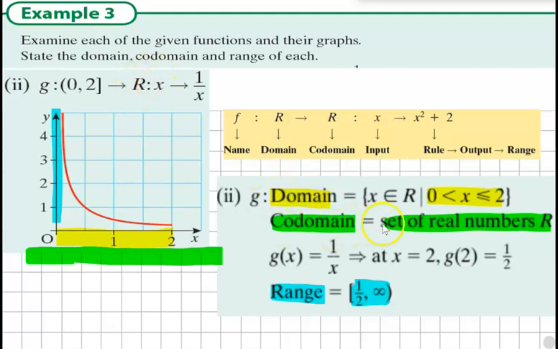So the codomain is the set of real numbers, capital R. So it goes on forever. So it doesn't just stop at 2. It doesn't just include 2.